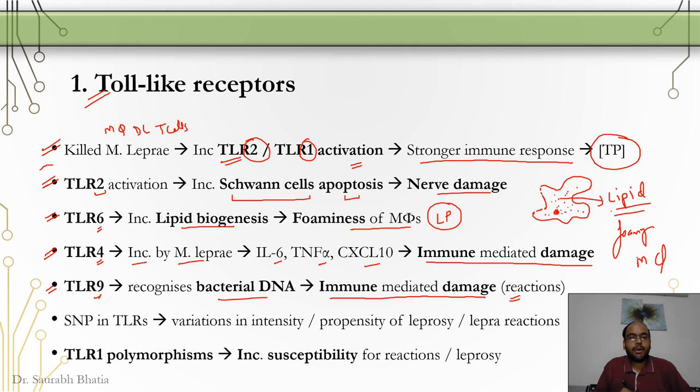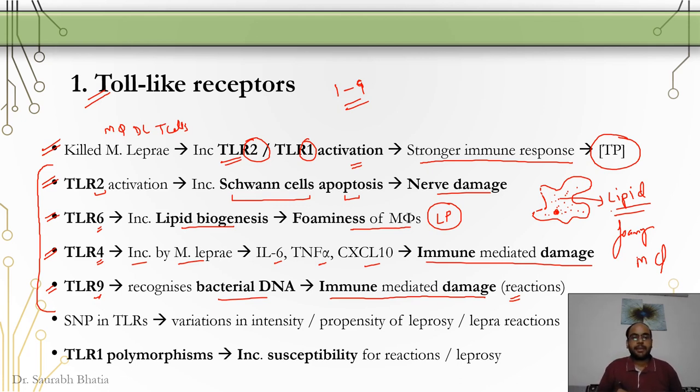There are roughly nine toll-like receptors in humans. If there are any polymorphisms in toll-like receptors, you can have different intensity of immune activation or different propensity of leprosy. Let's say I have good working toll-like receptors. When M. leprae gets inside my body, I'll be easily able to recognize and kill it. I might have very bad reactions to M. leprae, but still I'll be able to kill the bacilli and remain in either the clinically asymptomatic stage, the indeterminate stage or the tuberculoid pole. If I don't have good working toll-like receptors, I will have persistence of M. leprae leading to a lepromatous pole of leprosy with disseminated leprosy and immune reactions.